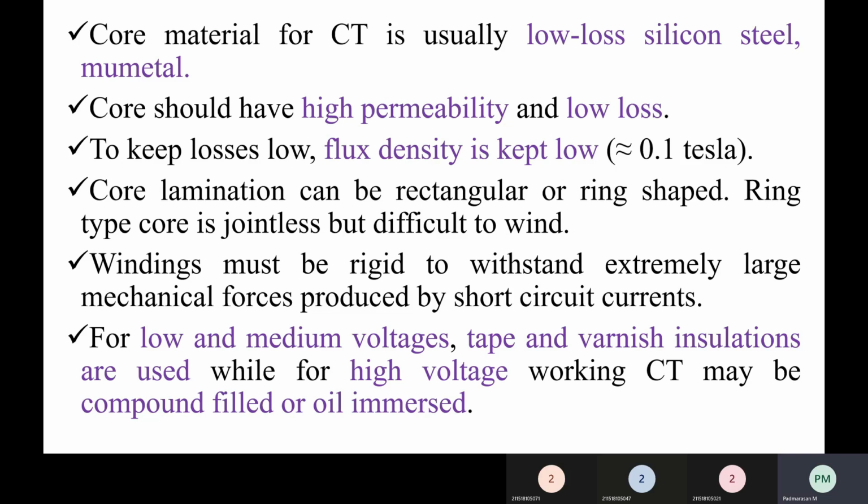The core lamination can be rectangular or ring shaped. A ring type core is jointless but difficult to wind. Windings must be rigid to withstand the extremely large mechanical forces produced by short circuit currents. For low and medium voltages, tape and varnish insulations are generally used, while for high voltage working, the current transformer may be compound filled or oil immersed.